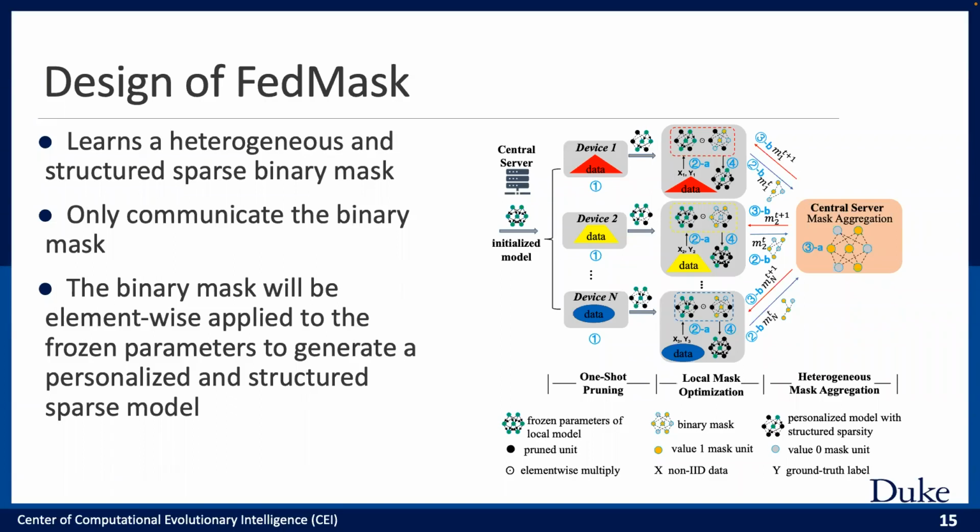And the binary mask is applied element-wise to the frozen parameters to generate the personalized and structurally sparse models, which can serve the exact same task as a lottery ticket does. Now, the question becomes, again, how are we able to preserve the local personalization when we're doing the aggregation? That is the real trick we play here.